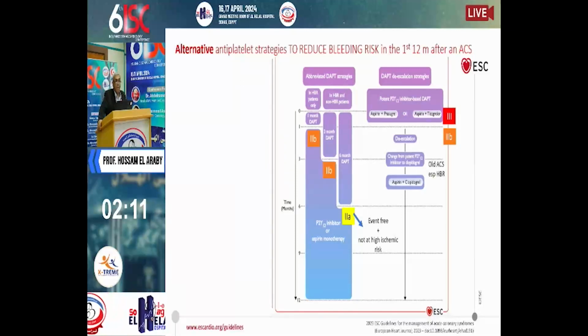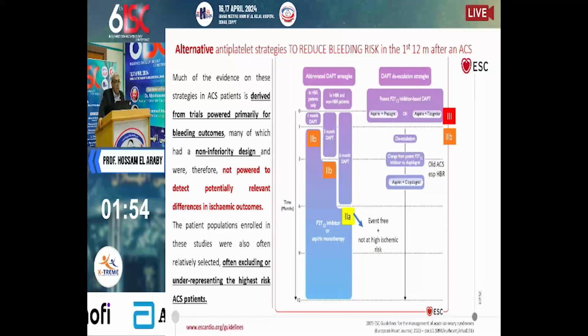De-escalation from prasugrel or ticagrelor to clopidogrel is contraindicated in the first month after PCI, and this is to be done if the acute coronary syndrome is old, especially in high bleeding risk. This is because the trials that showed that high bleeding risk recommends abbreviation of therapy are primarily powered to show non-inferiority rather than superiority of this technique, and often excluded or underrepresented patients with high risk acute coronary syndrome. So consider high ischemic risk better than high bleeding risk. This is the new strategy in the guidelines.